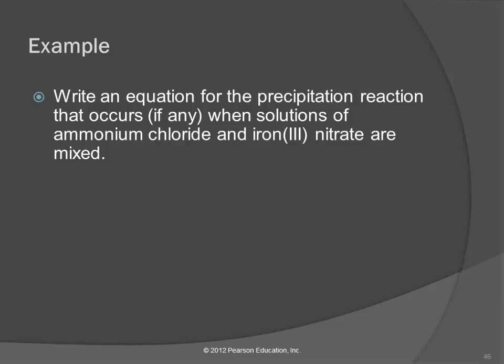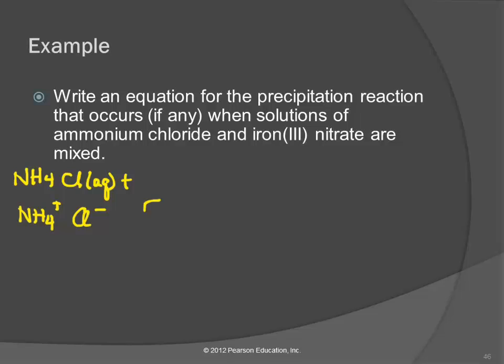So ammonium chloride. Ammonium is NH4. It's yellow, who cares? And chloride is Cl minus. If you are still struggling with concepts like this, please talk to me. So those together would be NH4Cl. These are solutions, so we know that these are aqueous. Plus, I'm going to leave a little space there in case I need to put a coefficient.